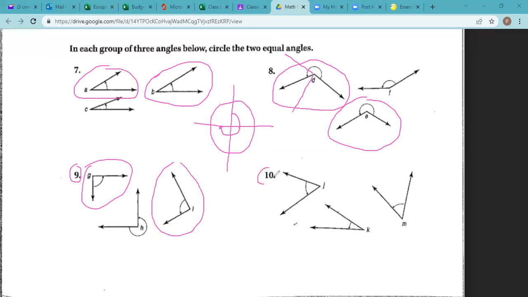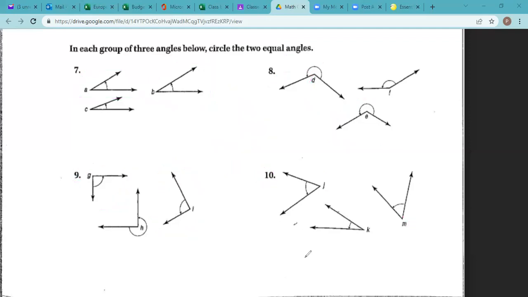All right, for number 10, your answer is going to be J and M. Now, if you look at K, it's a little bit smaller than J and M. Okay, let's go ahead and move on to the next page.